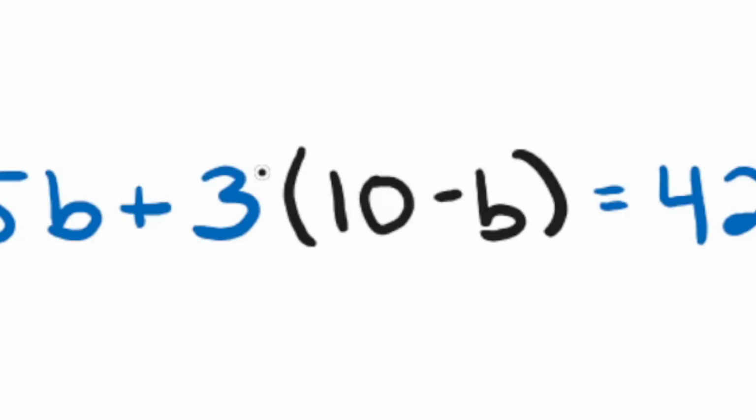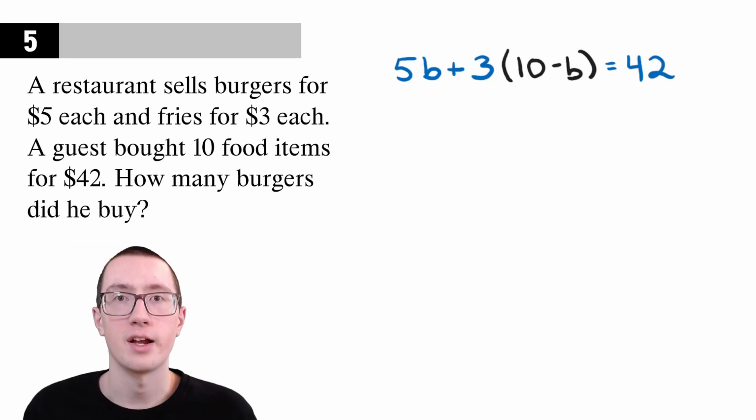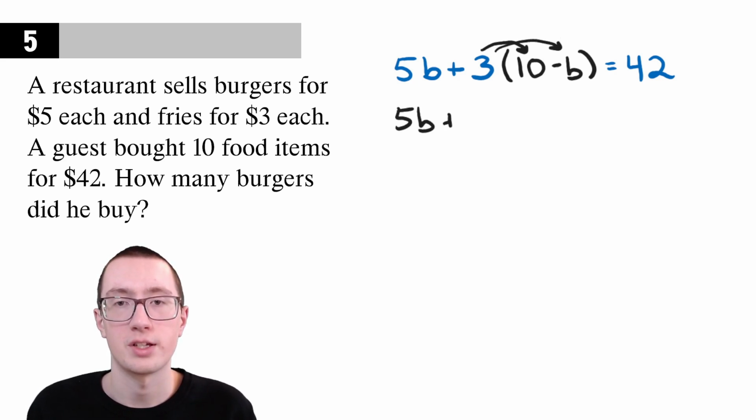I'm noticing that here we have a number in front of parentheses with a lot of stuff in it. And whenever you see that, that should say in your head, this is the distributive property. If you remember what the distributive property is, that means that whenever we're multiplying a number by things in parentheses, we have to multiply the number to all the parts in the parentheses. So this 5b is just going to stay the same. We're not doing anything with that yet. And then we have 3 times 10 and 3 times minus b.